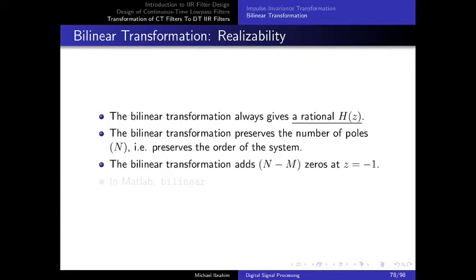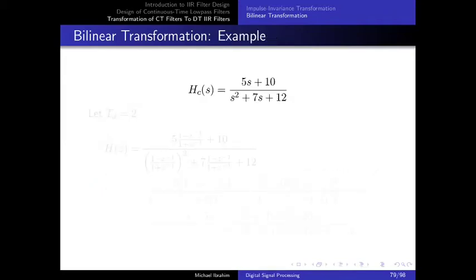But the bilinear transformation adds n minus m zeros. So zeros will be added such that the number of zeros in the discrete time filter will be equal to the number of poles in the discrete time filter. In MATLAB, we have a command called bilinear which does this transformation for us. So let's try to apply the bilinear transformation in this example. We have a continuous time system, h continuous of s, which is equal to 5s plus 10 over s squared plus 7s plus 12.